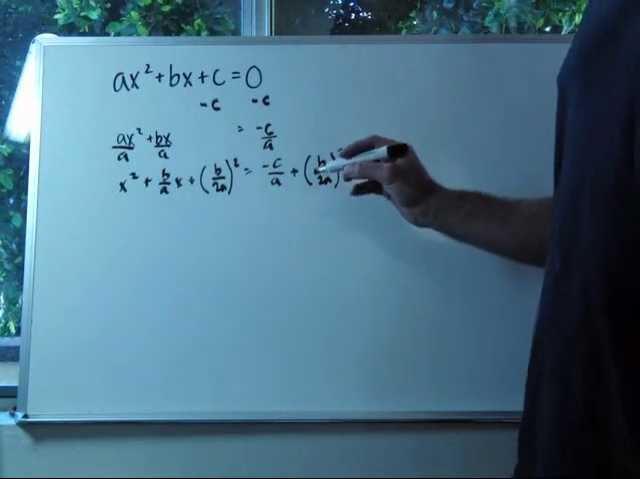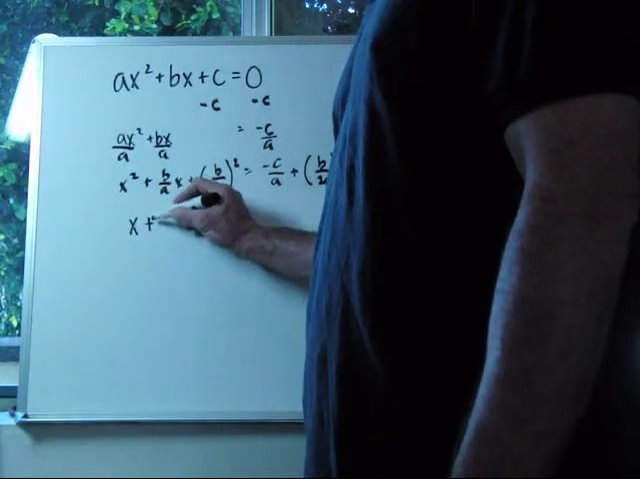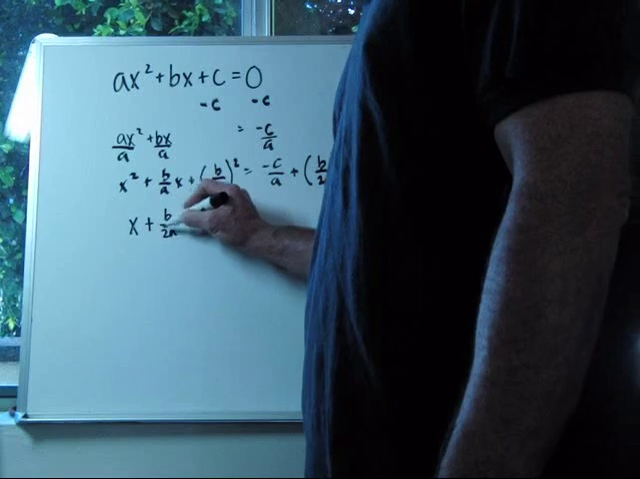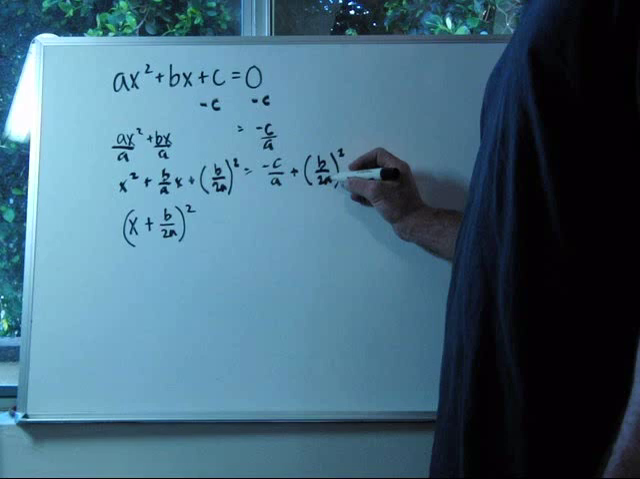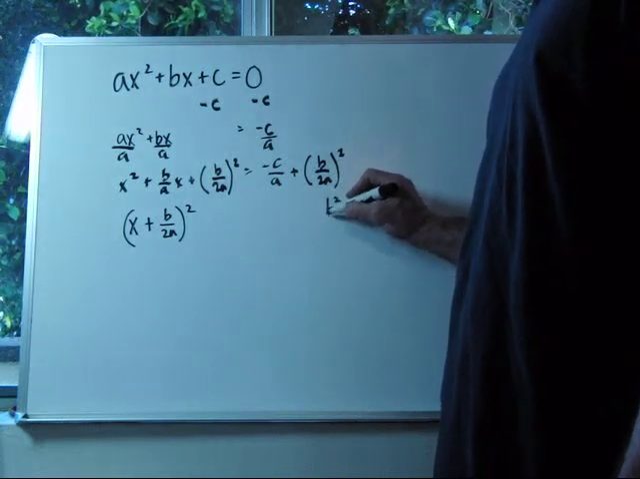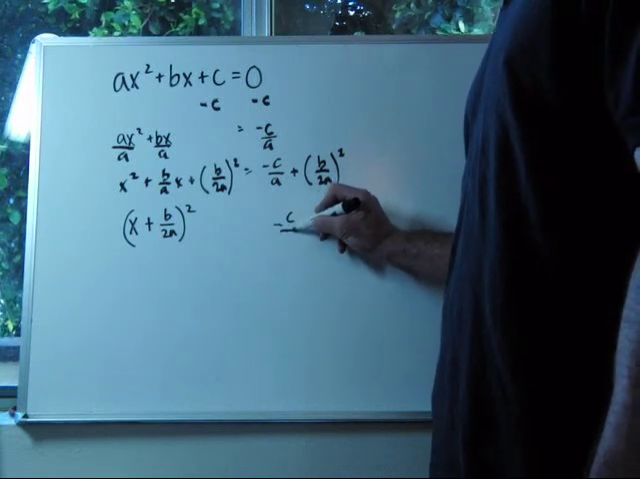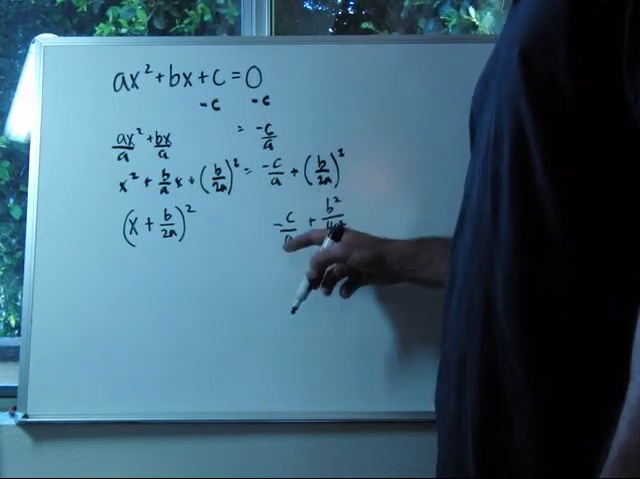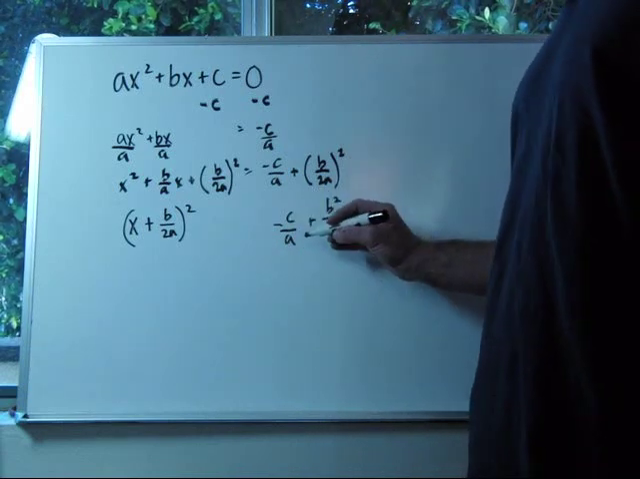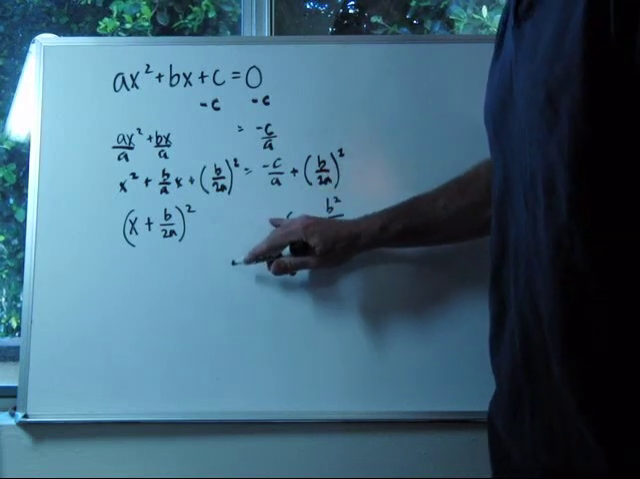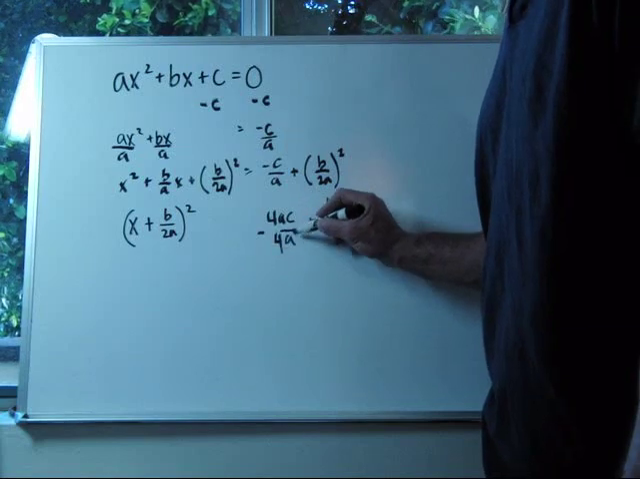And now we have our fourth step, which is a perfect square on this side, which is x plus b over 2a quantity squared. On this side, we're just going to simplify. This is going to be b squared over 4a squared. This is going to be negative c over a. What I'm going to do is common denominate, so multiply this and this, both top and bottom, by 4a. So I end up with minus 4ac over 4a squared.